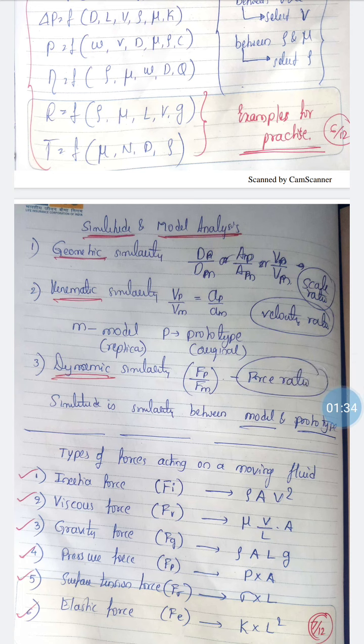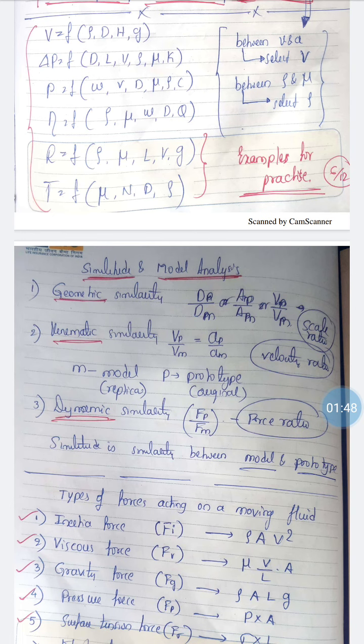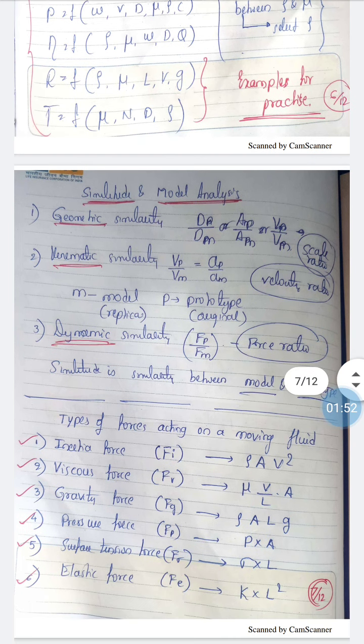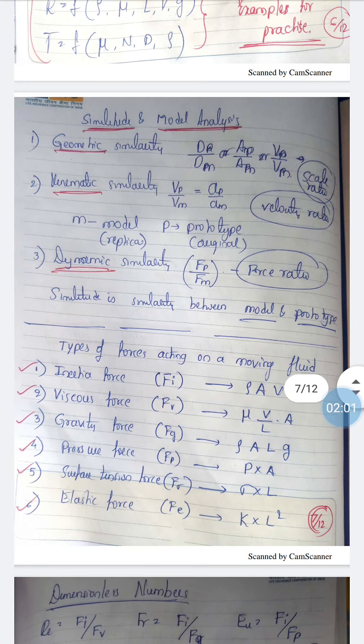That is, whether you follow a scale ratio or not decides whether your model and prototype are matching or not. So, if I reduce the diameter by a certain factor, then length has to be reduced by the same factor. Similarly, AP by AM can be written as L into B divided by L into B for the model, it becomes L square. So, scale ratio should be followed. Similarly, kinematic similarity indicates the ratio of Vp by Vm, that is velocity of prototype by velocity of model, should bear a velocity ratio. More about this you can always go through in the text.